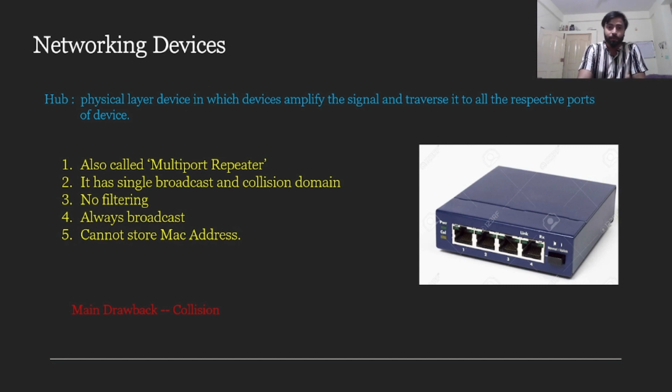If we talk about hub, it is a central device which has one broadcast domain, which broadcasts the frame, and it is also called a multi-port repeater. It also amplifies the signal, and it has a single broadcast and collision domain. There is no filtering; it always broadcasts and cannot store a MAC address. The problem with using a hub is the number of collision domains.